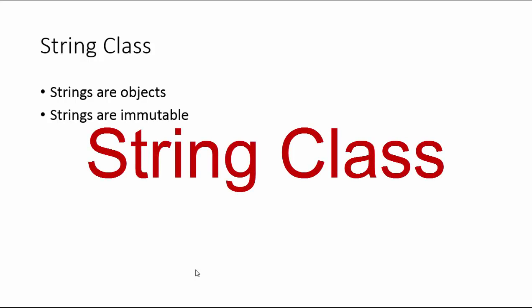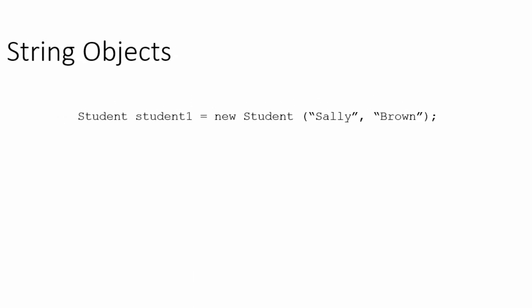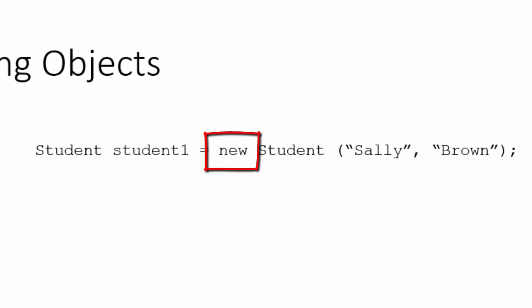In this tutorial, we will talk in more detail about character strings and the string class. You will learn strings are objects and they are also immutable, meaning once a string object is created, it cannot be changed. As you saw in the objects tutorial, objects are created using the new command.